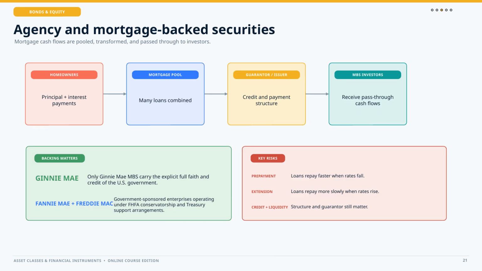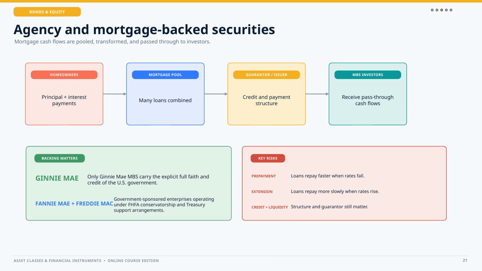A mortgage-backed security pools many mortgage loans and passes principal and interest payments through to investors. The guarantee and legal structure matter. Ginnie Mae securities carry the explicit full faith and credit of the United States government. Fannie Mae and Freddie Mac are government-sponsored enterprises that remain under Federal Housing Finance Agency conservatorship and Treasury support arrangements.